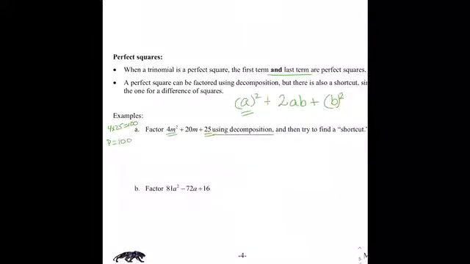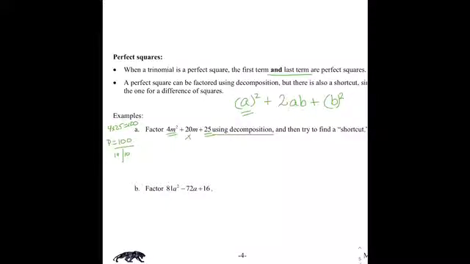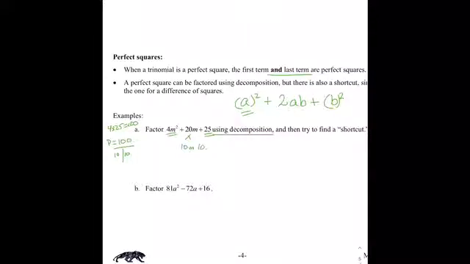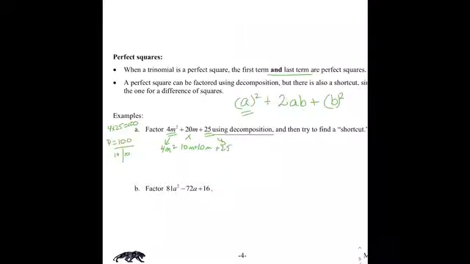We would need a product of 100 with a sum of 20. So probably some of you can think right away that that's 10 and 10. We could decompose this. Okay, let's do that. 10m and 10m. Carrying down our first term, carrying down our last term. So we've got the 4m squared and the plus 25 here.